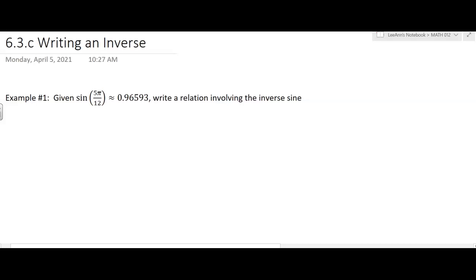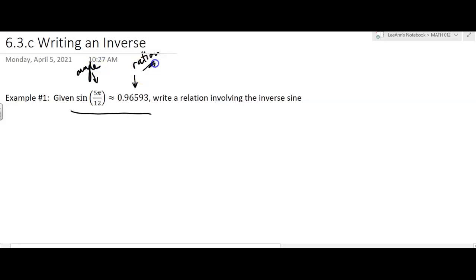So we're learning about inverse trigonometric functions. And you might say, well, why are we doing this? Well, remember, when we have the sine, like right here, we have the sine of 5π/12, and it equals this decimal approximation. This represents the ratio of those side lengths on the triangle. And this represents the angle, the measure of the angle.